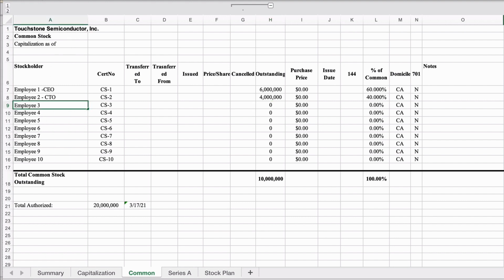Employee number 3, let's say that is a senior engineer. So you have 2 engineers and a founder. That's very typical for a founding team. And this person gets 2 million shares. Okay, so now we've got 12 million shares. You can see how this divides up the common stock.